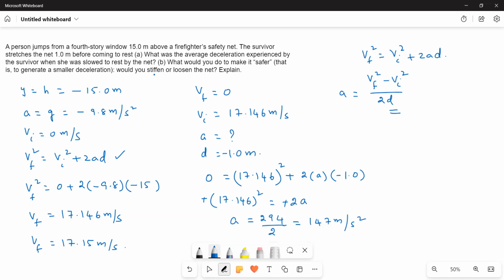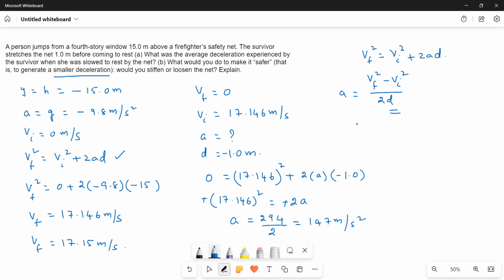Here, stiffen or loosen: stiffening means the distance becomes less, and loosening means d is increased. So if d increases, A decreases. To generate the smaller deceleration, you have to loosen the net, because if you loosen the net, the person will stretch more and then the deceleration decreases. So that is the meaning.